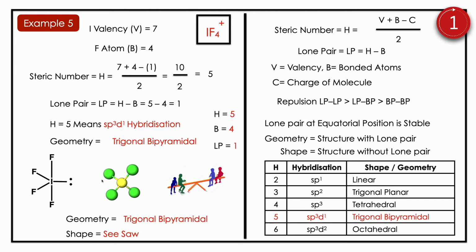H5 means sp3d hybridization, and one lone pair means a trigonal bipyramidal structure. In equatorial, you have one lone pair. One lone pair at equatorial leads to seesaw. Because the lone pair is not visible, the structure will look like a seesaw. So geometry of IF4 plus is trigonal bipyramidal. Shape is seesaw.